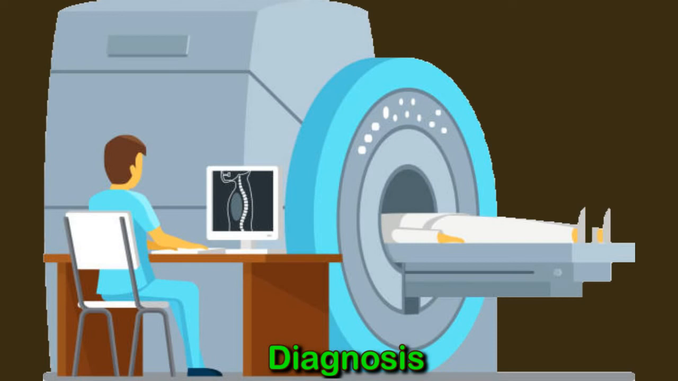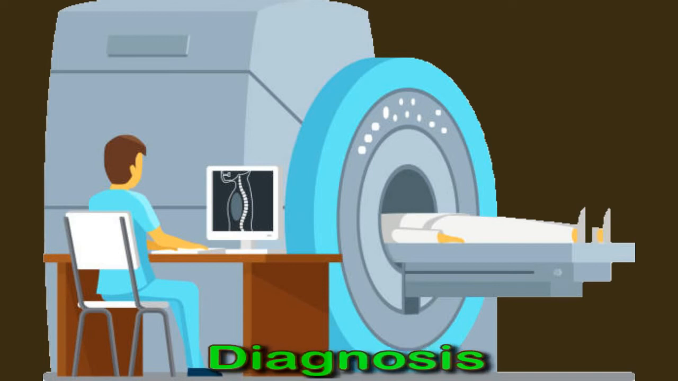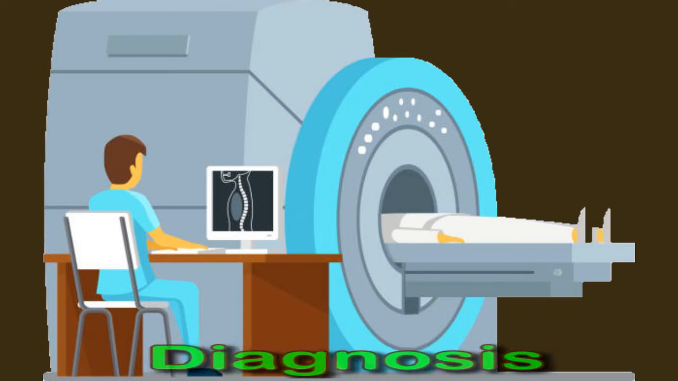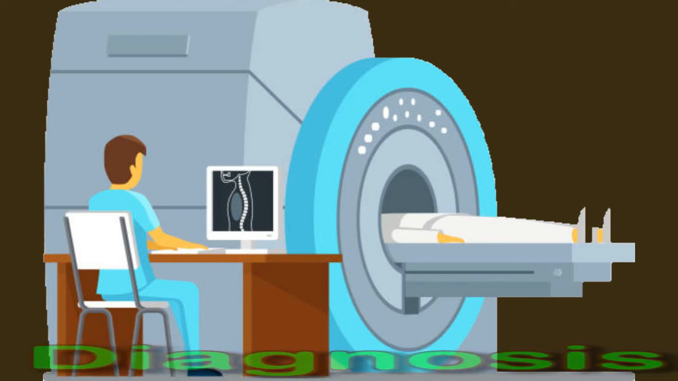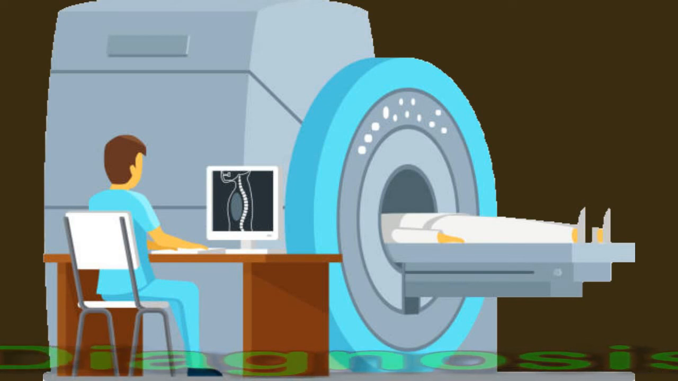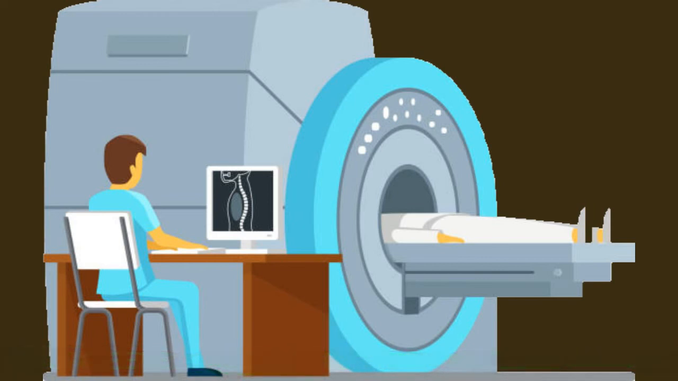Imaging scans such as X-rays, CT scans, and MRI scans can help the doctor assess the shape, direction, location, and angle of the curve. The doctor may refer the person to an orthopedic specialist for further advice.